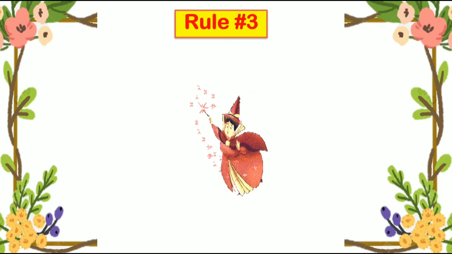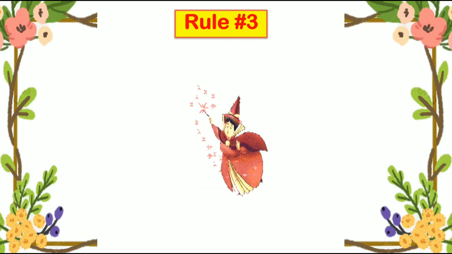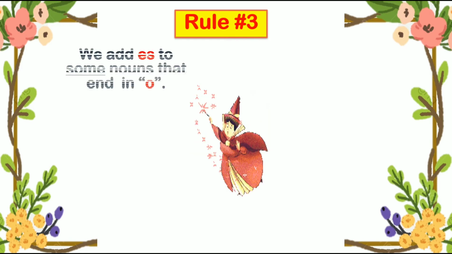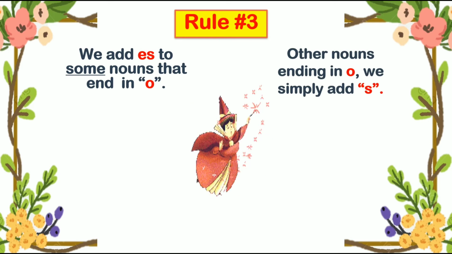Rule number 3. In this rule, let's talk about nouns ending in O. Now, there are two ways to form the plural of singular nouns ending in O. The first one is to add ES. The other one is to simply add S.